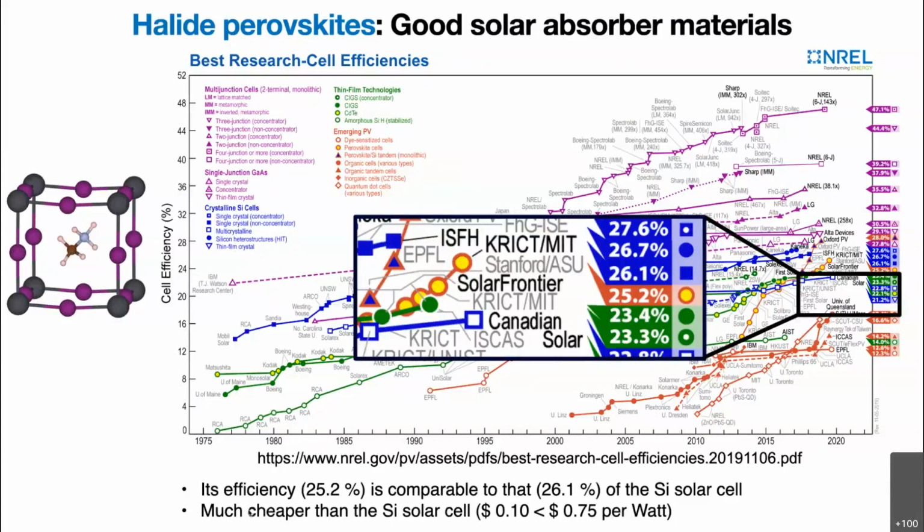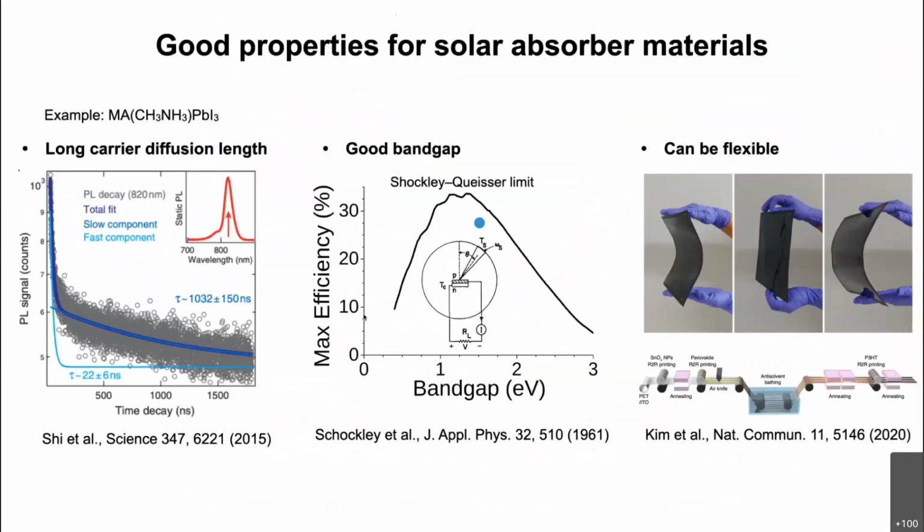Also, this is much cheaper than silicon solar cells. So we can say, why not? This is a very promising candidate for future solar material. The reason why they show good properties is that they have a long carrier diffusion length. It's very long. The carrier can survive very long, you know.